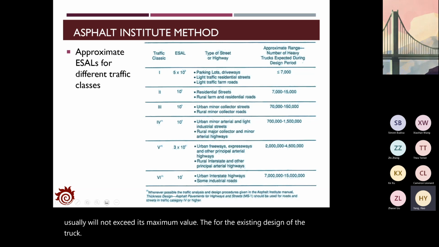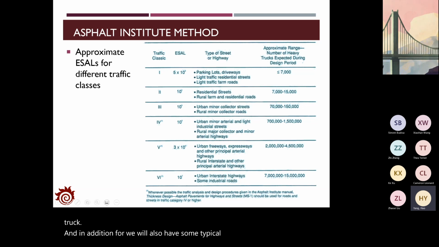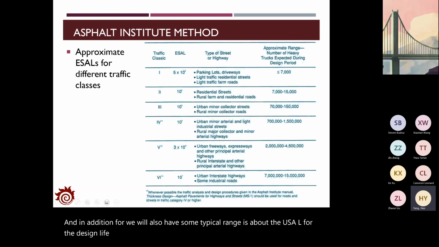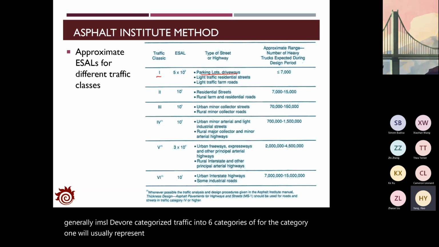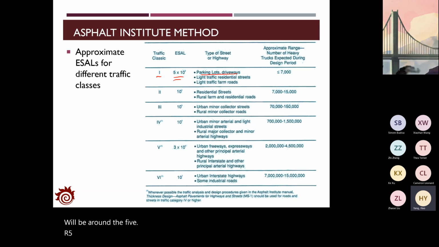And in addition, we will also have some typical ranges of the ESAL for the design life with respect to different types of road. Generally, the AI method will categorize the traffic into 6 categories. Category 1 will usually represent the parking lot, the driveways, or some light traffic residential street. The ESAL will be around 5,000, and usually the number of heavy trucks will be less than 7,000 for the design period.